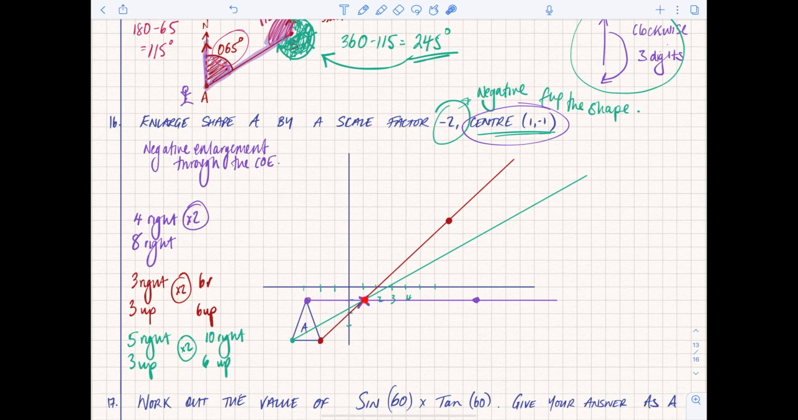Go back to your centre of enlargement. 1, 2, 3, 4, 5, 6, 7, 8, 9, 10 right. 1, 2, 3, 4, 5, 6 up. And you can see I end up getting to that point there.